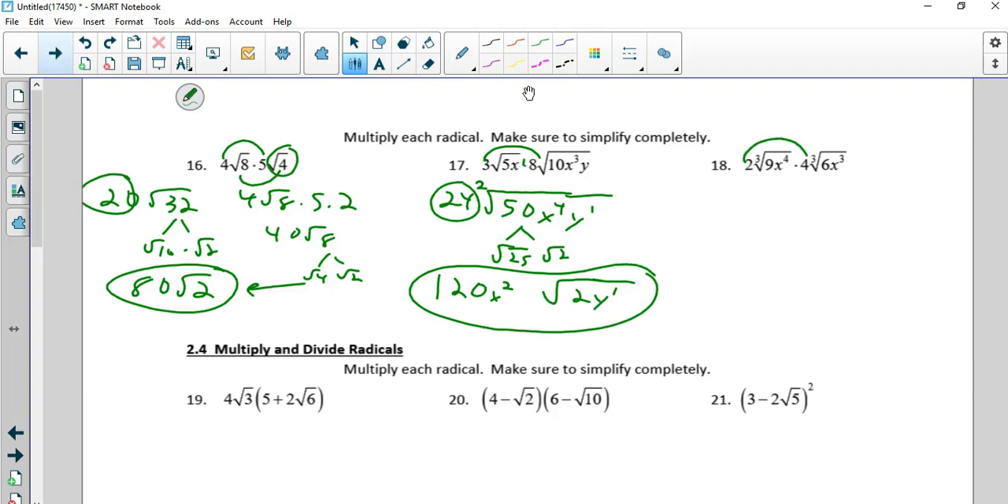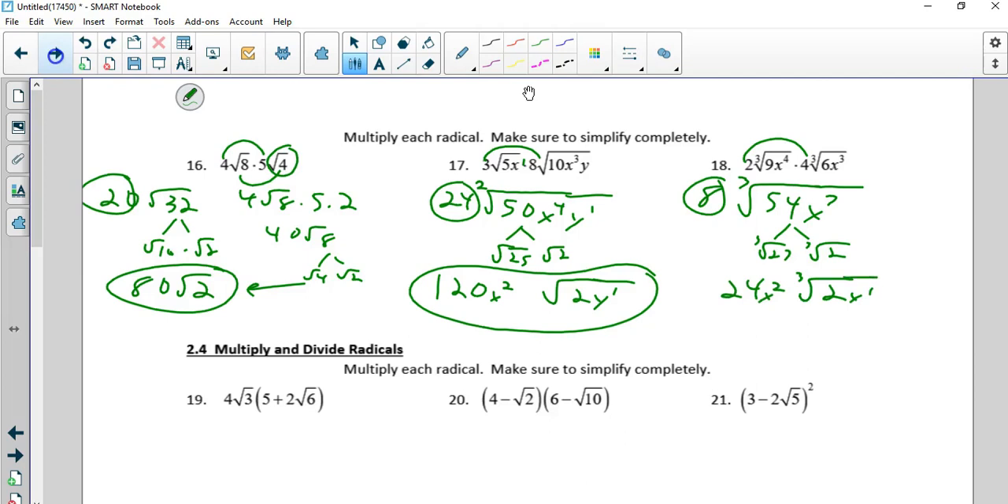Okay, outie, outie. 2 times 4 is 8. Don't forget cube root. 9 times 6, 54. X to the fourth, x to the third is x to the seventh. 54, we're looking at our cube line, is cube root of 27, cube root of 2. Cube root of 27 is 3. Don't forget the 8. 3 times 8 is 24. Times the cube root of 2. Now the x's come out. Not all of them, because 3 goes into 7 twice with 1 left over.